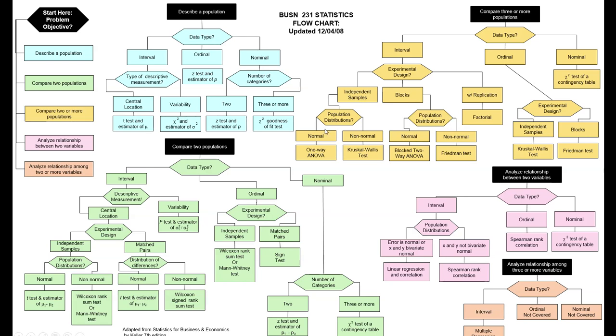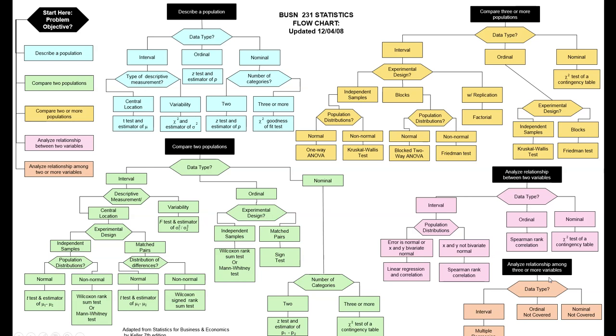Essentially, each one of these different decision trees starts at the root. You need to decide for yourself what you are talking about in this problem. Are you looking at one population, or two populations, or three or more populations? Or is it about the relationship between x and y? Or is it about the relationship between y and multiple x's, so three or more variables?